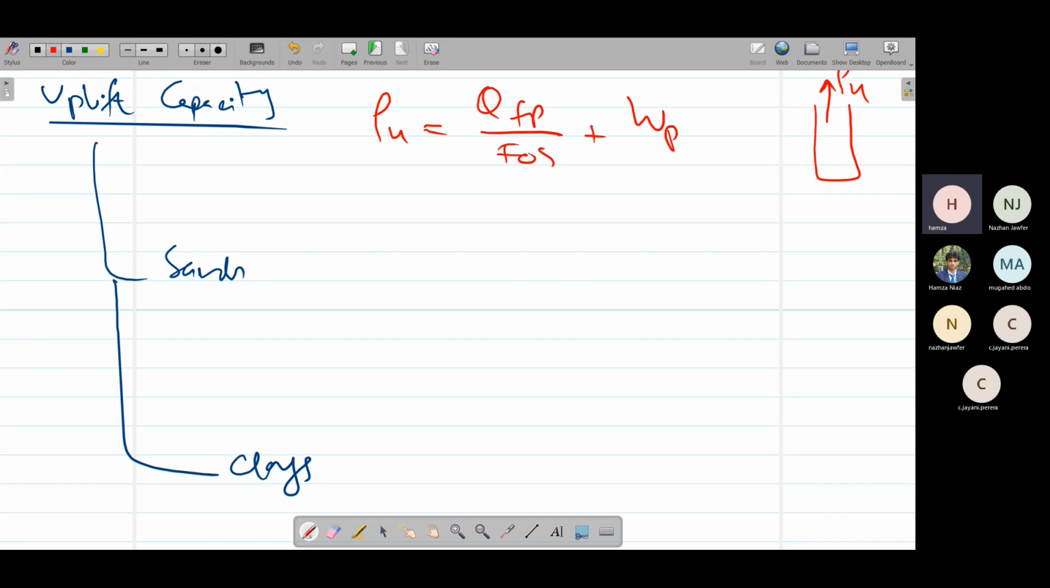Pu is pulling upward, so the weight of the pile acts against this and resists the uplift capacity. So we are adding the weight of the pile in this one. So Pu would be QFP over factor of safety plus weight of the pile, where the QFP is again the same. The QFP value would only differ for these two cases.